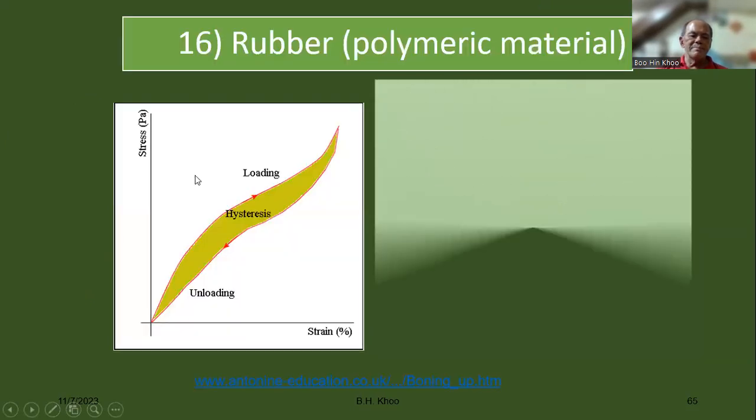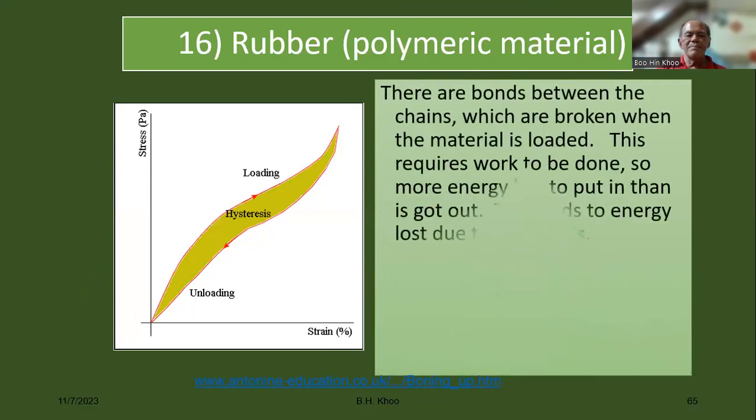Polymeric material, for example rubber. There are bonds between the long molecules that form the chains, which are broken when the material is loaded. These require work to be done, so more energy has to be put in than got out. This leads to energy loss due to hysteresis, where we see the loading and unloading curve. We call this hysteresis. The loading and unloading curve doesn't coincide.